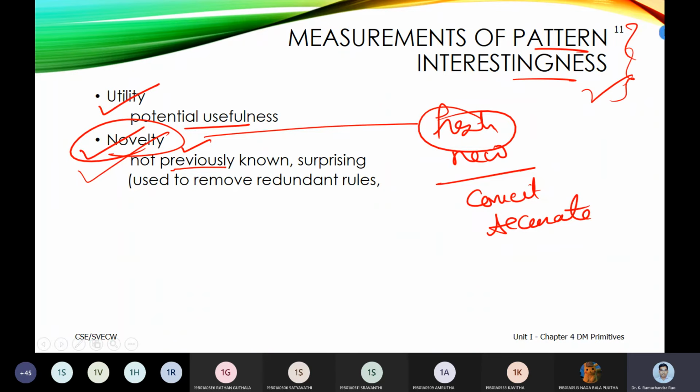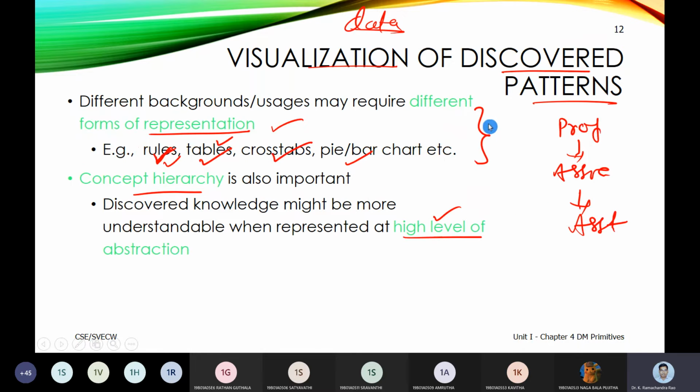And some more interesting factors that affect the pattern's interestingness are the utility, the potential usefulness of the pattern, followed by the novelty. Novelty in the sense that the idea we are going to predict should be new in the database, fresh in the database, accurate or correct in the database. So that is some of the other pattern measures.